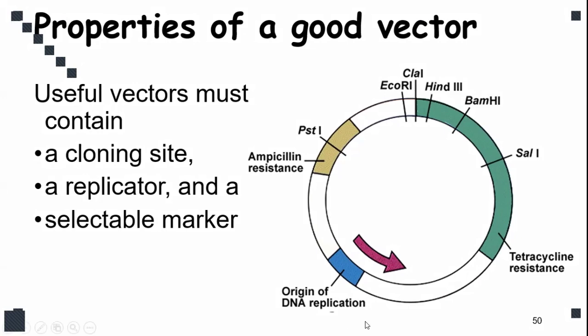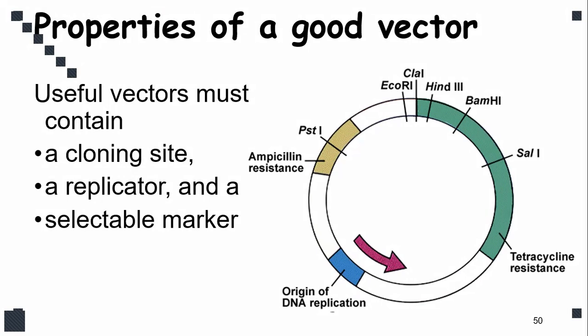Now, vectors, especially plasmid vectors, are circular in nature, as are many other types of vectors. One of the things we must keep in mind is the common properties that describe a good vector. Number one, it must have a cloning site. The cloning site is the site you can cut with a restriction enzyme so that you can introduce your gene of interest, DNA of interest, or insert.